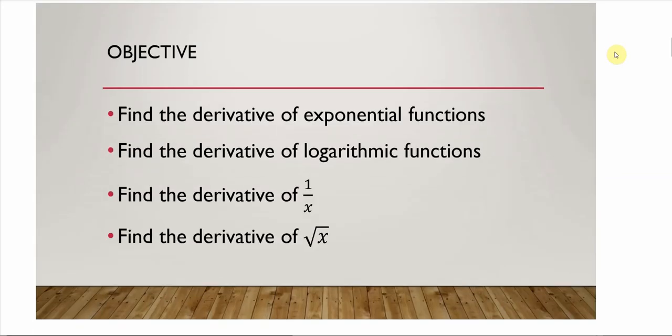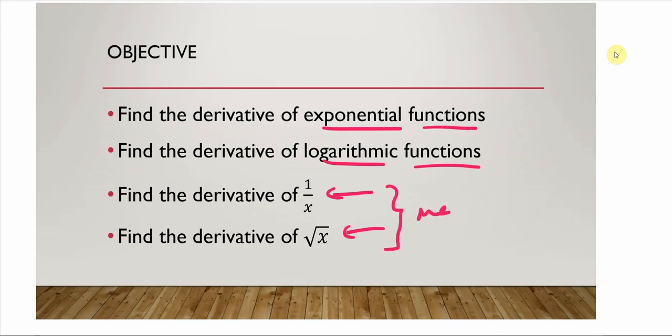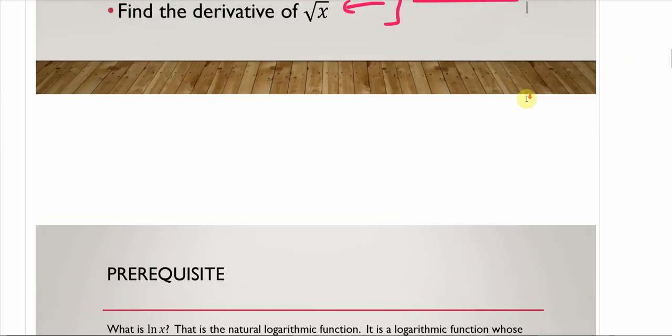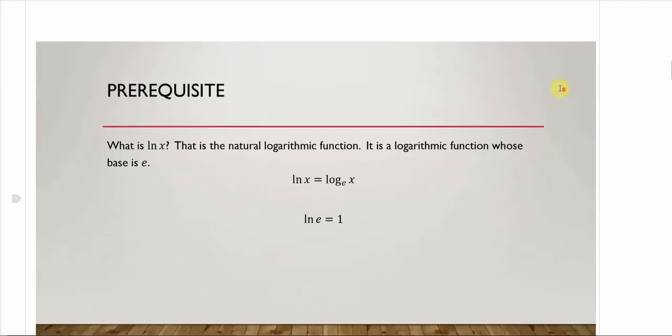So what's the objective? The objective is to find the derivative of exponential functions, find the derivative of logarithmic functions, find the derivative of 1 over x, and find the derivative of square root of x. And these here, I would like for you to memorize. Memorize them, so that way you're not having to do the power rule over and over again. So let's go ahead and look at some prerequisites that are required in order for us to continue.